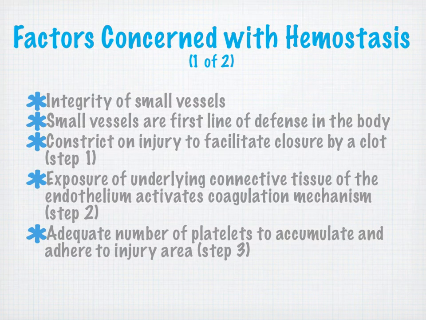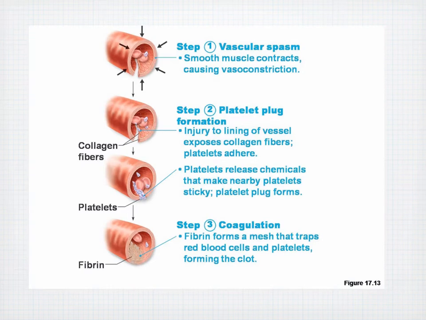So factors concerned with hemostasis again, integrity of the small vessels. I think we just said that because your small vessels are the first line of defense. Step 1, they constrict on injury to facilitate that closure. Step 2, exposure of the underlying connective tissue of the endothelium activates the coagulation mechanism. And then step 3, adequate numbers of platelets accumulate and adhere to the injury site. Okay? And whenever they accumulate at the injury site, they form a clot. All right? And it's not magic, it's biochemistry. So step 1, there's your vascular spasm. Step 2, there's your platelet plug.